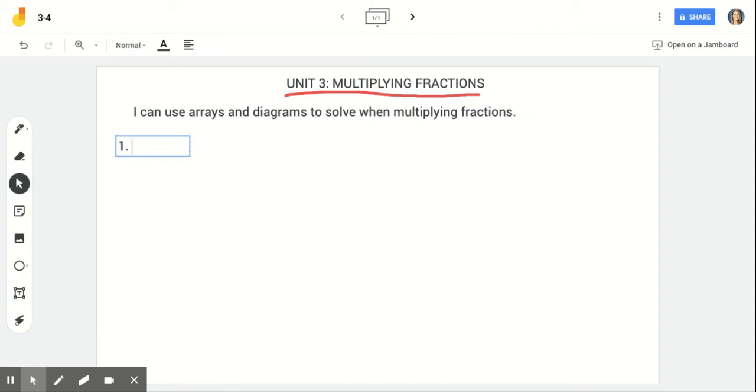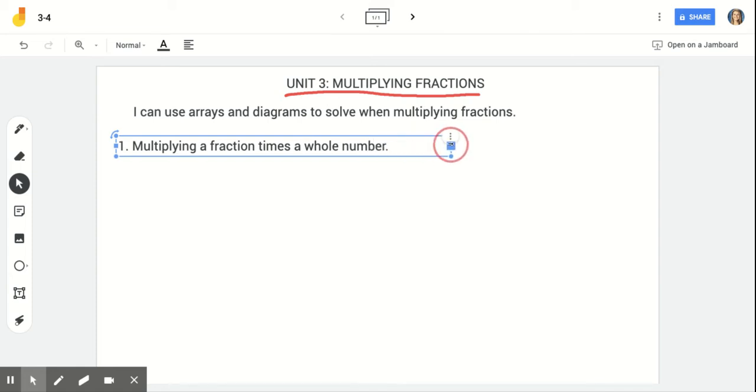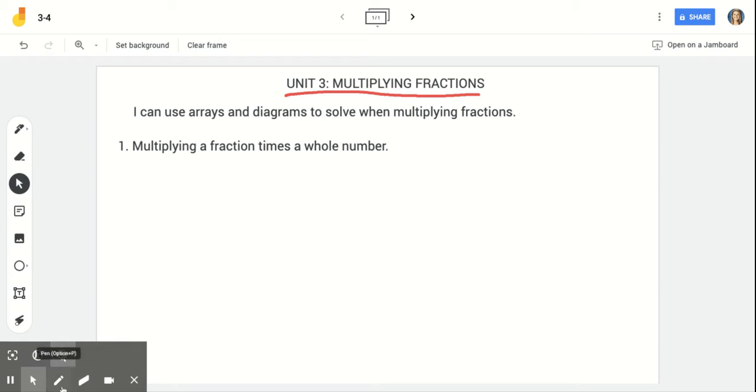So on the next line down, we'll do a number 1. And we'll write, multiplying a fraction times a whole number. Number 1, multiplying a fraction times a whole number. So for example, anything with a numerator and a denominator times a whole number. Great. Do your notes look like mine?